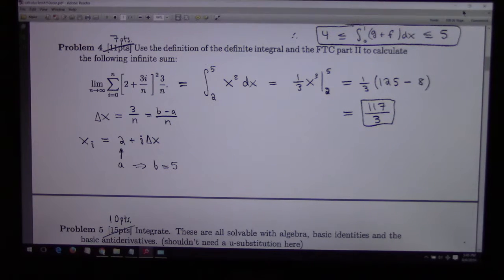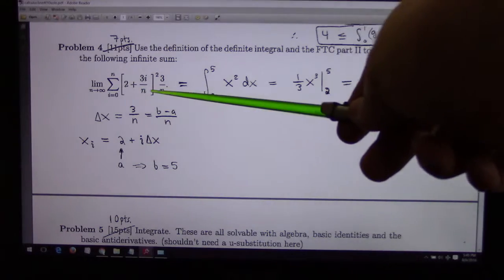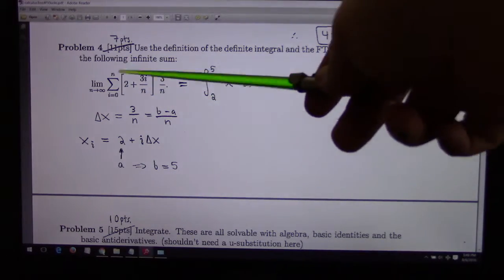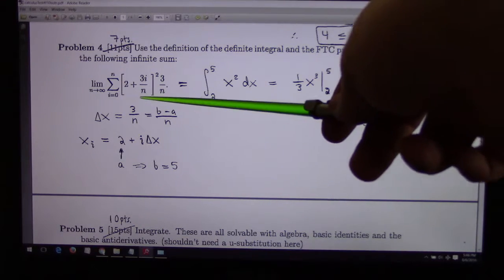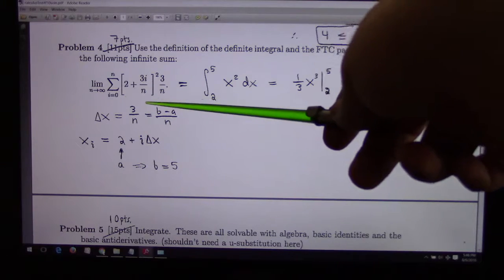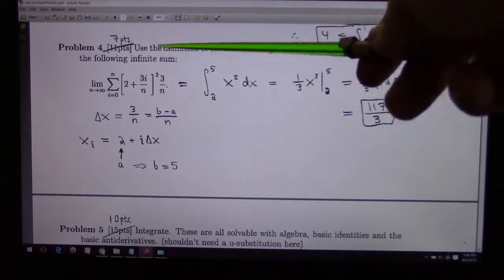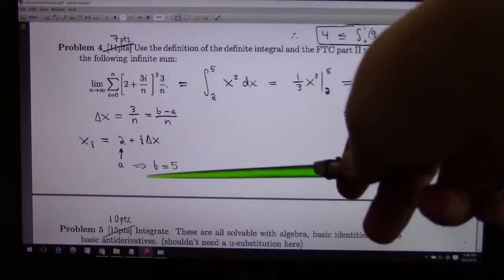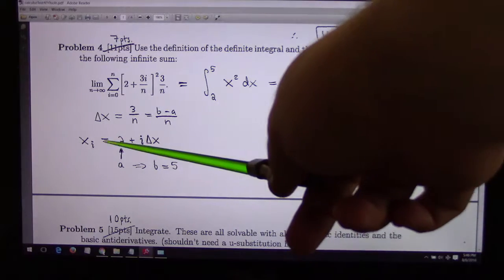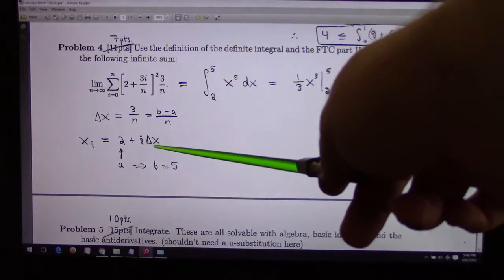So anyway, the point is just to think backwards of this as a Riemann sum. Identify f of x sub i star. I was calling it x sub j star in my previous video. So f of x is x squared, the squared function, and then x sub i is, on the other hand, a plus i delta x.